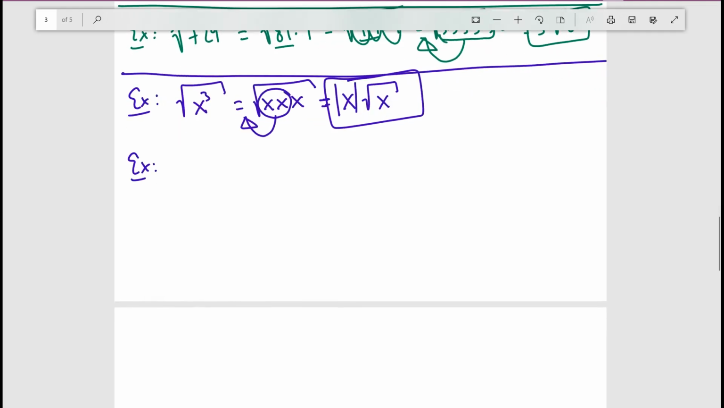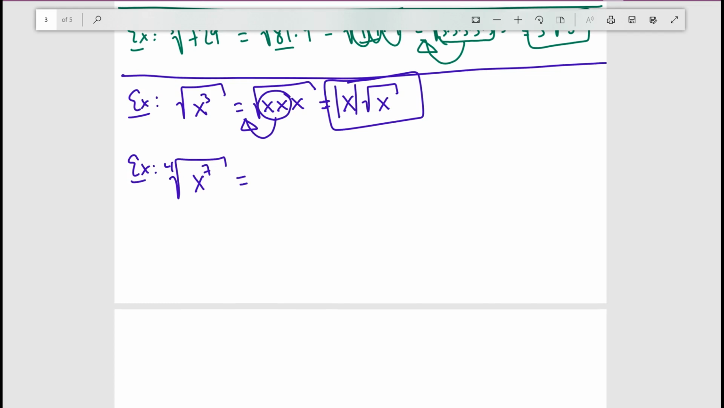Alright, so now let's say we were looking at the fourth root of x to the seventh. Well, how many x's do I have on the inside? I have 7 x's. So 1, 2, 3, 4, 5, 6, 7. Alright, so here we're looking for groups of 4. So let's look for all the groups of 4. It seems like I only have one group that has 4 x's in there.